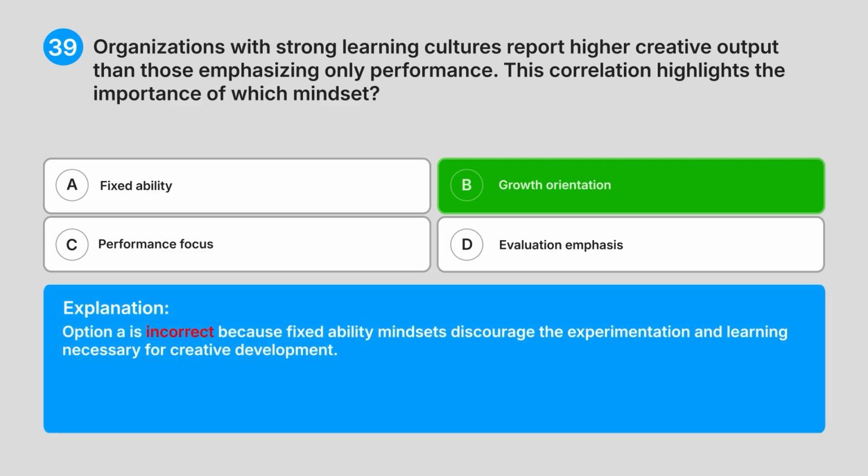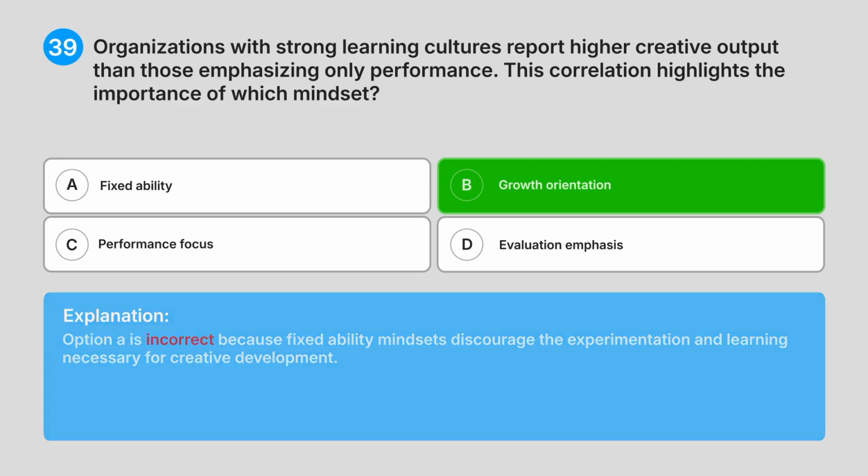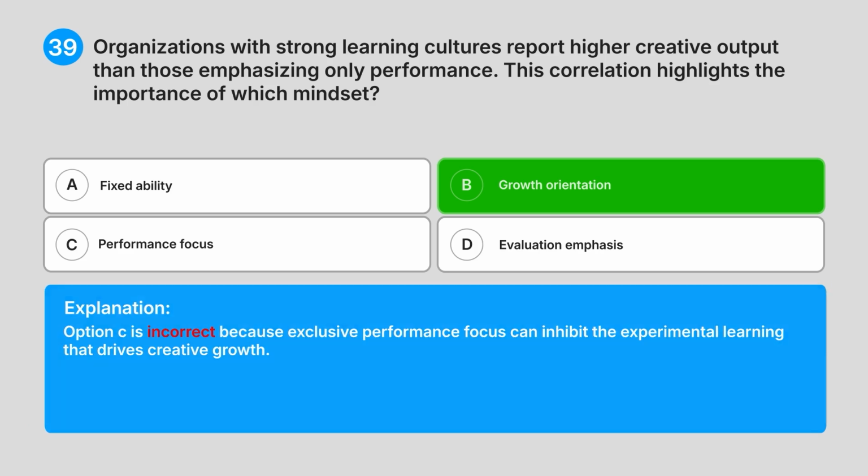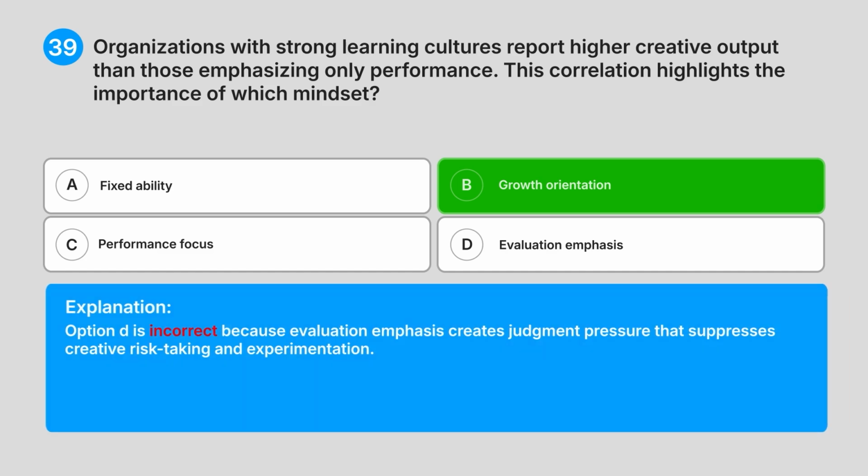Option A is incorrect because fixed ability mindsets discourage the experimentation and learning necessary for creative development. Option C is incorrect because exclusive performance focus can inhibit the experimental learning that drives creative growth. Option D is incorrect because evaluation emphasis creates judgment pressure that suppresses creative risk-taking and experimentation.